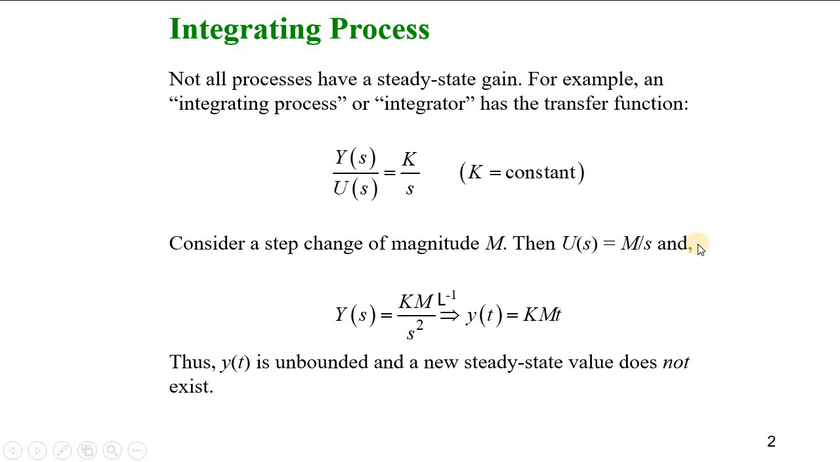The first one is the integrating process. So we said there's a first order process, there's a second order process, there's a third order process, and there's something also called the integrating process. The integrating process says that the relationship between the output and input is an integrating one. And what is an integrating process?